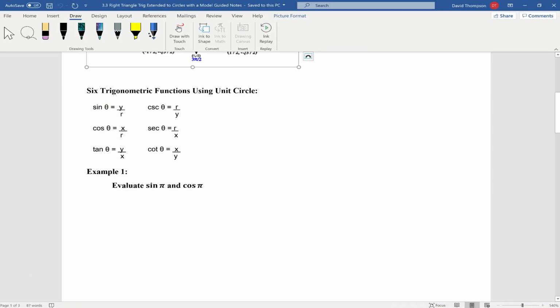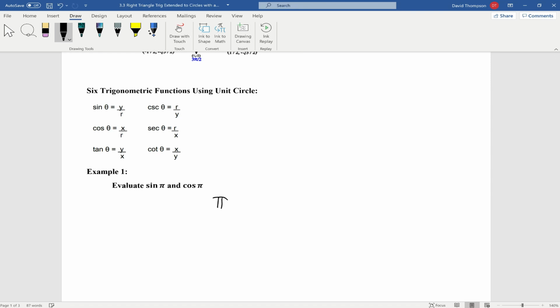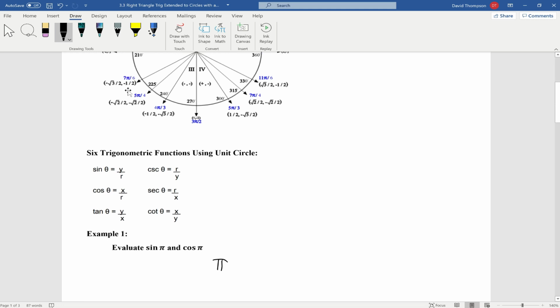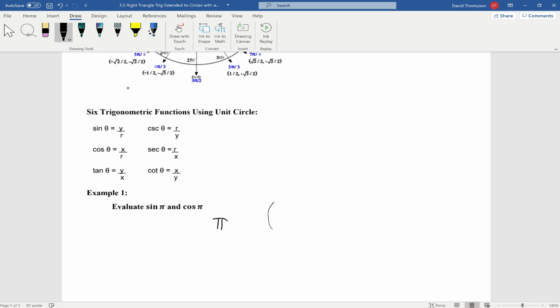Example 1. Evaluate sine of pi and cosine of pi. So if we look at pi, we go to our unit circle and find our coordinates. That would be (-1, 0). These are my coordinates.